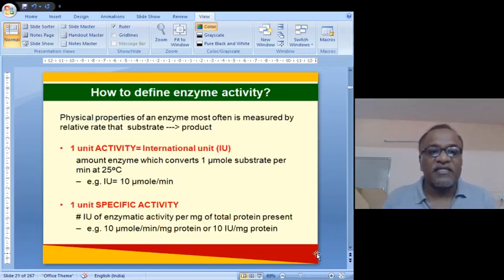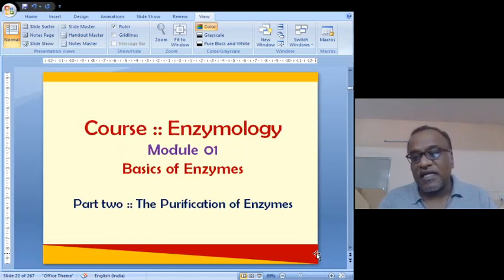So how to define the enzyme activity? More specifically, 1 unit activity, that is equal to 1 international unit, is the amount of the enzyme which converts 1 micromole substrate per minute at 25 degrees centigrade. And 1 unit of specific activity is defined as the enzyme activity per milligram of total protein present. That is, for example, 10 micromole per minute per milligram of protein, or 10 international units per milligram of protein. So this is about determining the activity or units of determining the enzyme activity.